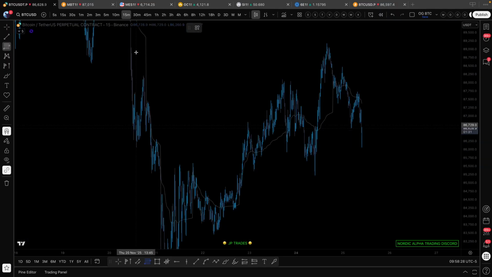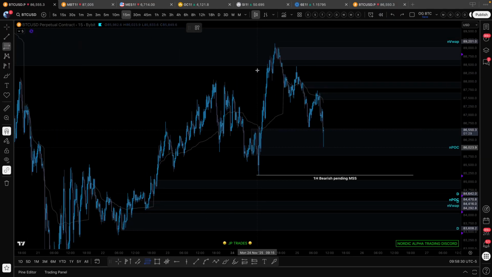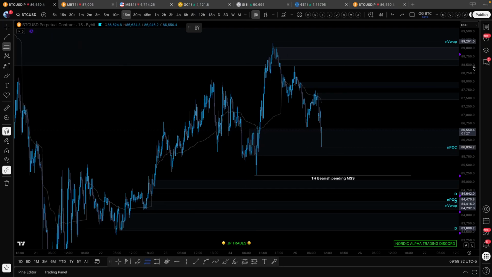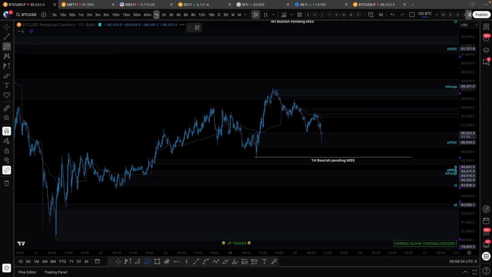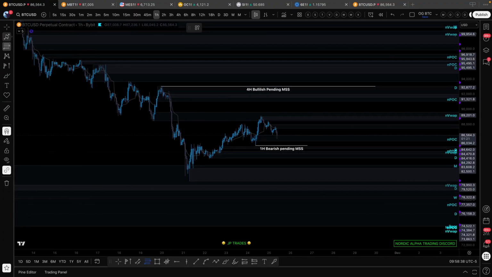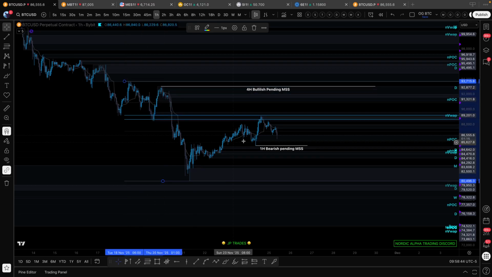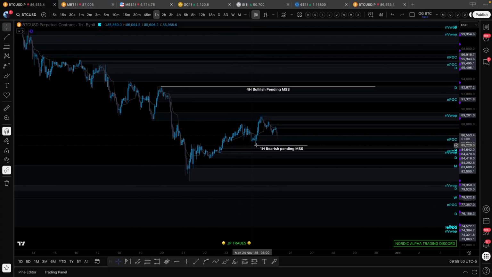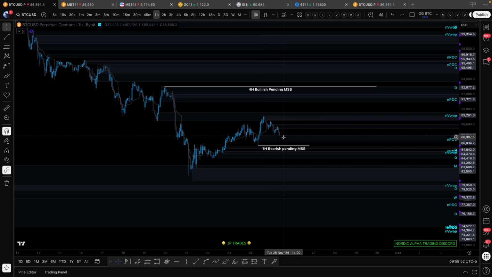And let's go back to the 1 hour because I believe this was a golden pocket as well. Yeah, so we did reject from a golden pocket and that could VWAP as well as that breaker block. So it is a nice rejection.